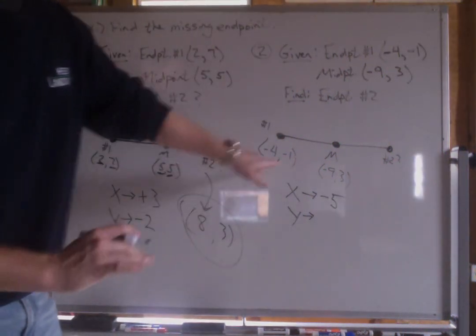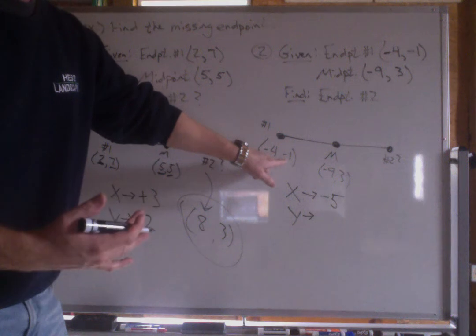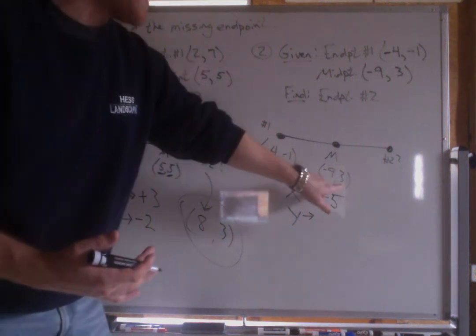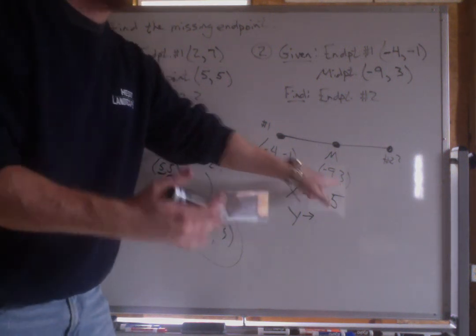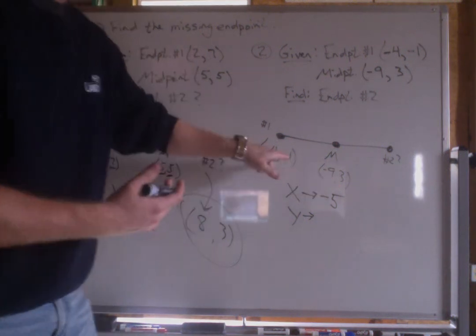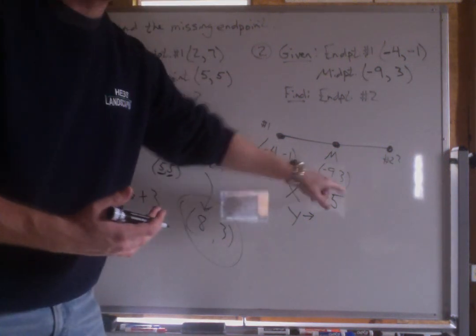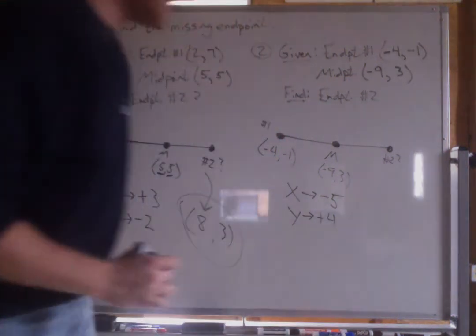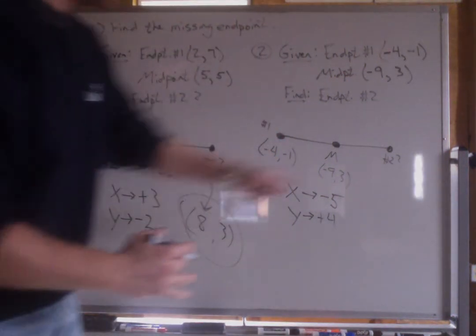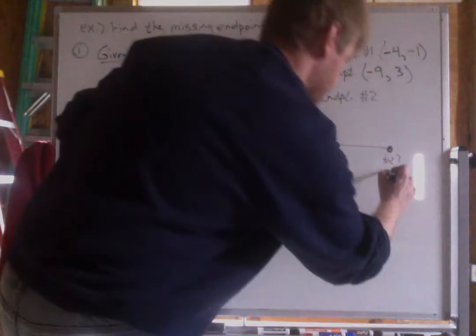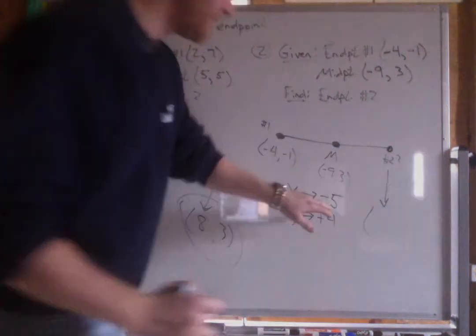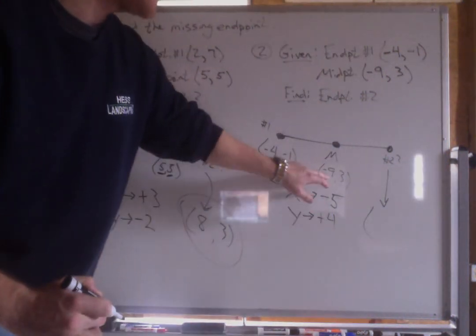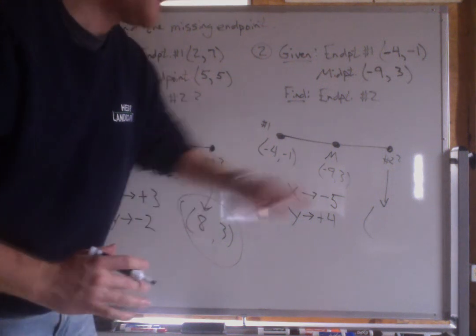Okay, next, to go from -1, so now I'm looking at the y's, from -1 to +3, well that means we're adding because we went from negative to positive. And from -1 to 3, that is an increase of 4. So I have a +4 difference in my y-coordinates. And once again, to get the second endpoint, I just do exactly these two same things to the x and y coordinate of the midpoint to make that happen.